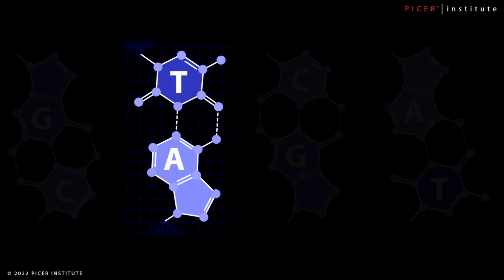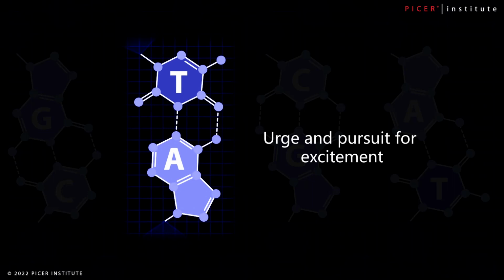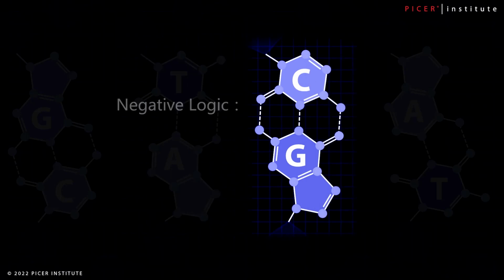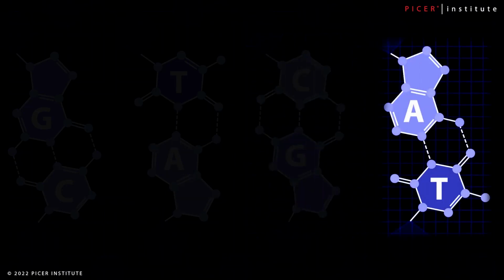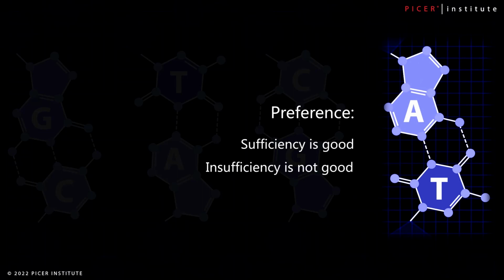T is usually paired with A. This orientation represents the urge and pursuit for excitement. C paired with G in this orientation would be related to a negative logic, or simply will not entertain the possibility of a second choice or option. A sense of unacceptable, such as cannot live with lesser, must sustain or have more. In other words, an only option psyche similar to a slight sense of tension, desperation. A paired with T in this orientation is to do with a preference of sufficiency, which is good, insufficiency being not good, this urge then leading to a subsequent reaction or action.